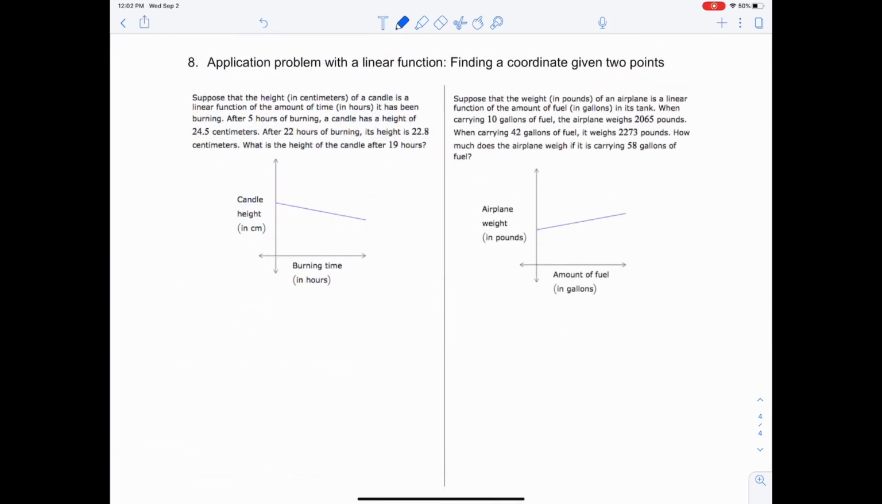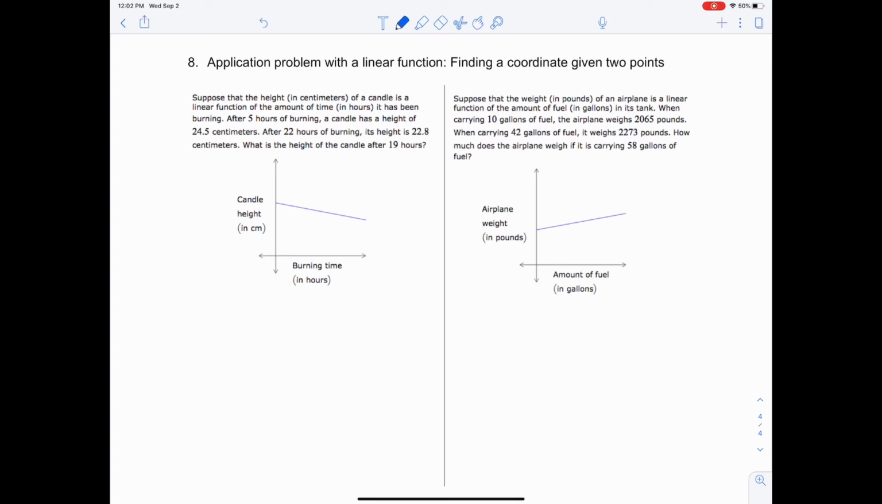Okay, looking at number 8, application problem with a linear function, finding a coordinate given 2 points. So we're going to be taking the same idea that we did before. We're going to probably need to find slope, plug it into slope-intercept form, and then go ahead and solve for y. But let's see what we have here.